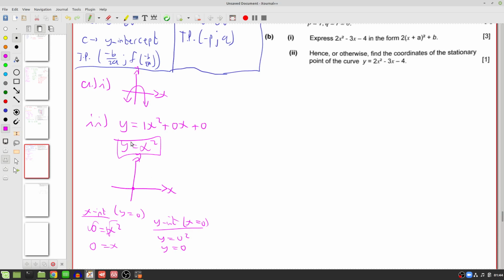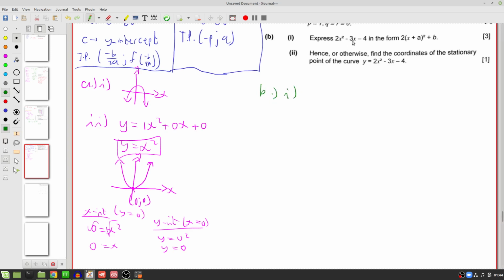And then we know it's a smiley face graph. So all we need to do is draw a smiley face graph that has a turning point right at the origin. And there is our graph. Perfectly done. And it's always just good to label your points. So just put down 0, 0. That's the coordinate right there. Great. Then question B. Question B, the first part.